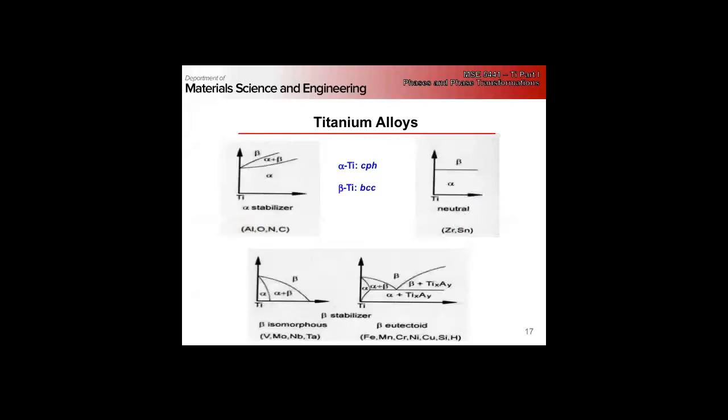And then zirconium and tin are neutral. Why do you think these are neutral? Where is zirconium on the periodic table? It's immediately below titanium, right? It's a group 4 metal. It's also hexagonal, right? Tin is also HCP, with a C over A ratio that's pretty dang close. So those have no real effect on the phase behavior.